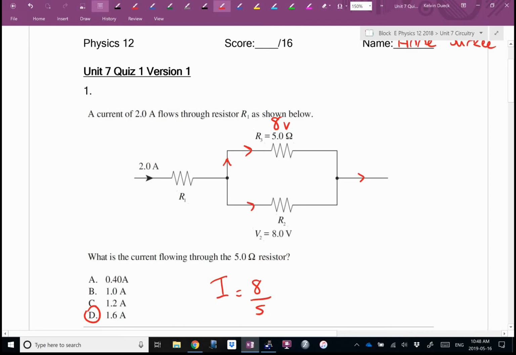Because now that I know the amps, how many amps down here? 0.4, right? 2 amps splits up. 1.6 goes that way. 0.4 goes that way. And now I can tell you R down there.